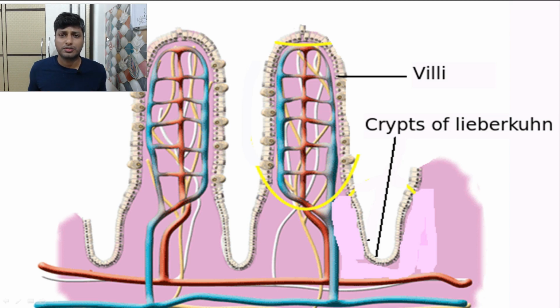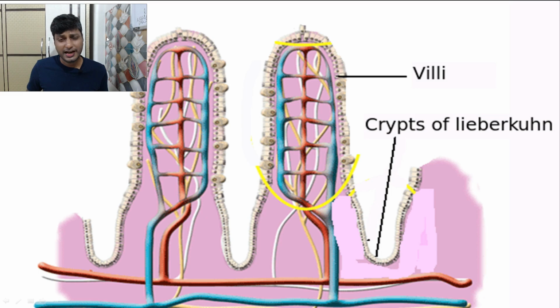So now talking about the question which was asked, there were certain terms like crypts of Lieberkuhn, Glisson's capsule, Brunner's glands, etc., which were asked in the question. Let us see what these structures are and why they are important. First of all, crypts of Lieberkuhn.